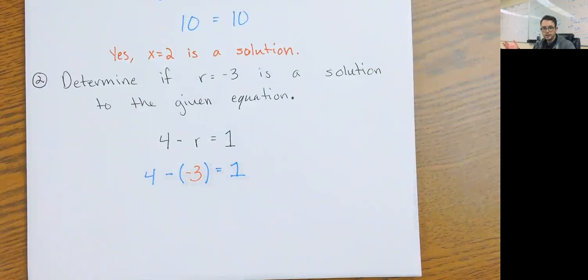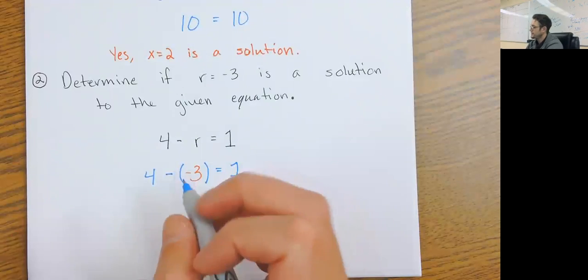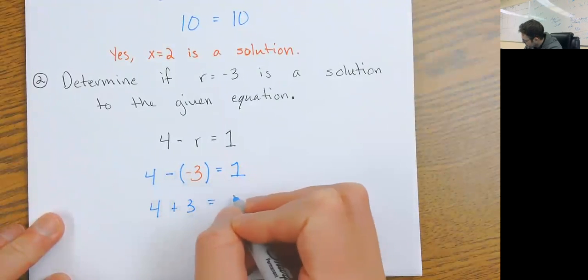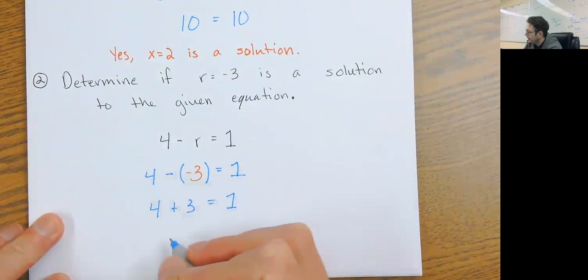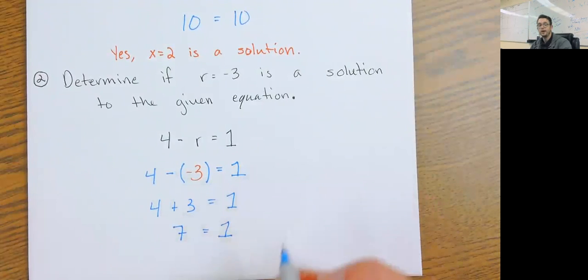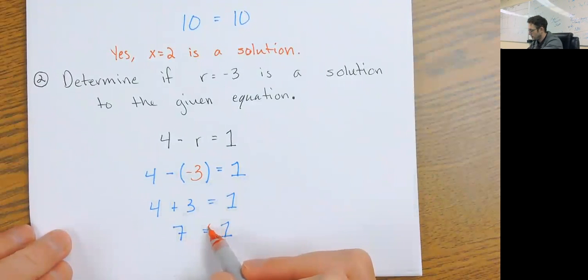So I substituted in. All right, so now I'm going to solve it. Double negative, a negative times a negative is a positive. So that'll be 4 plus 3 equals 1. And then 4 plus 3 is 7 equals 1. Well, I don't know how I feel about that. I do not know how I feel about 7 being equal to 1.